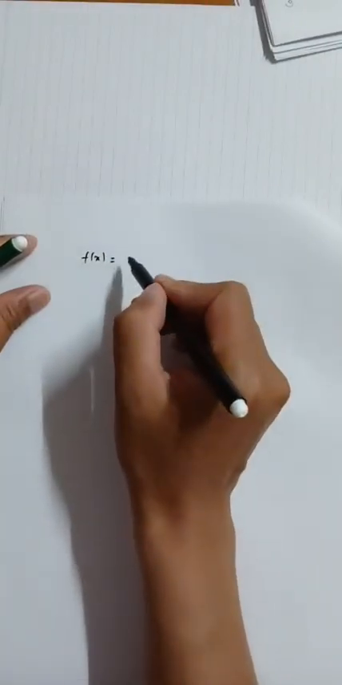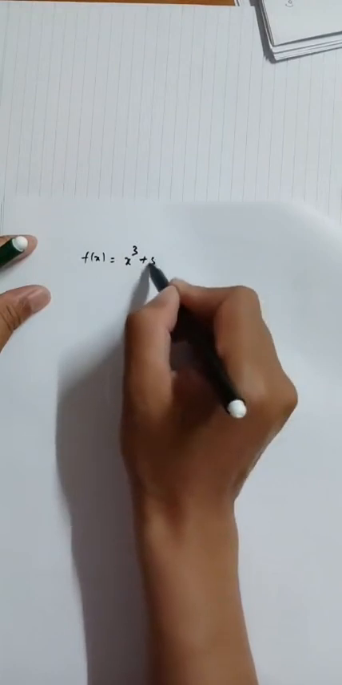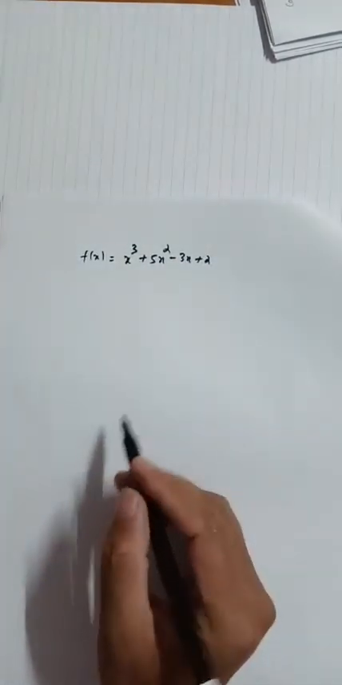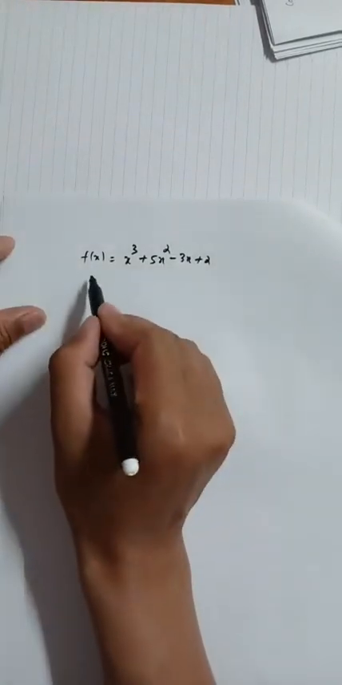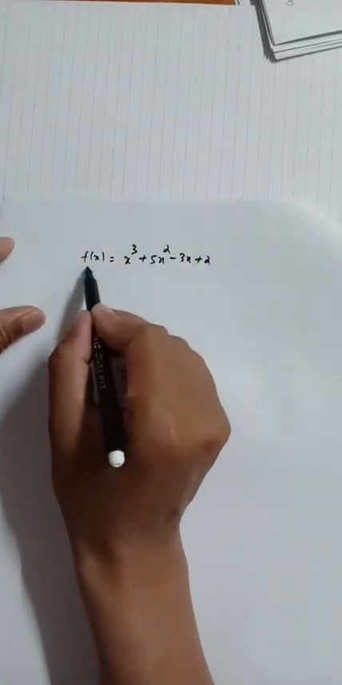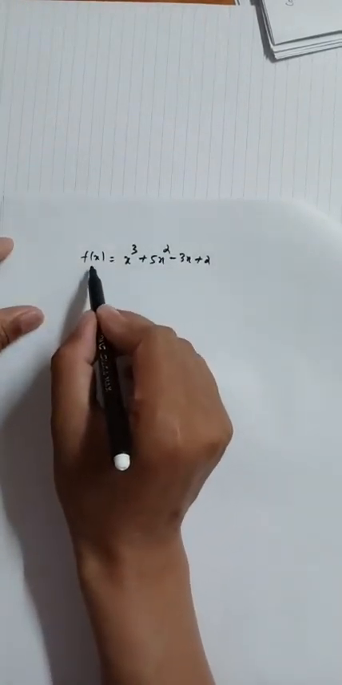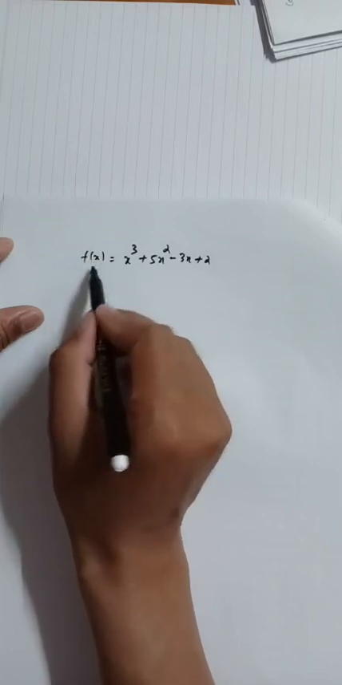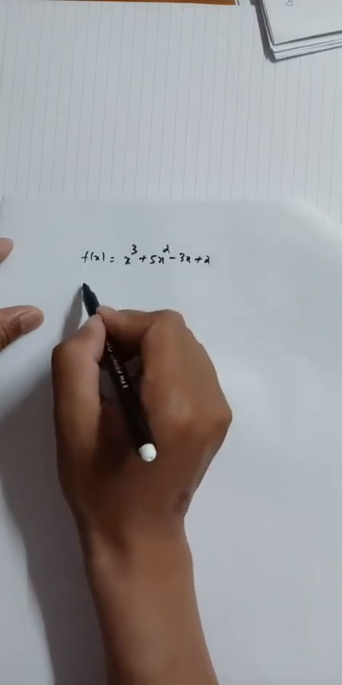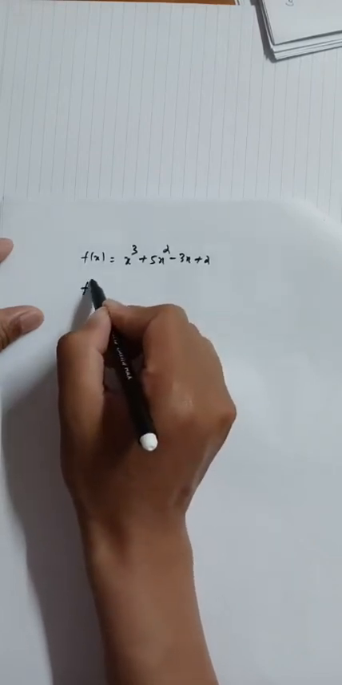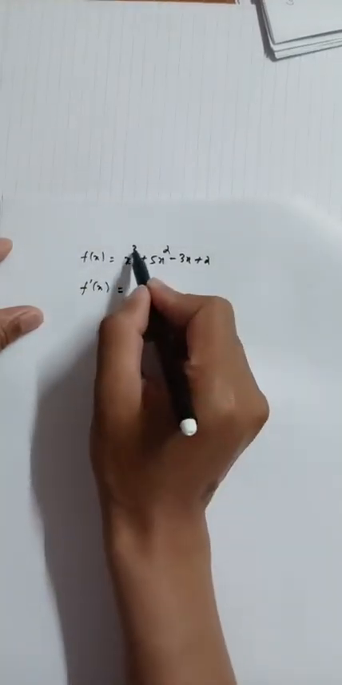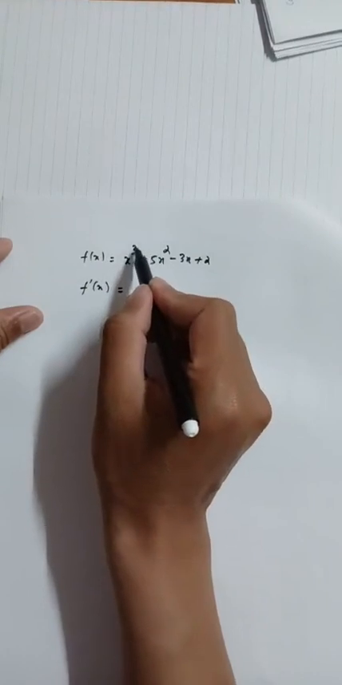If we have f of x equal to x cube plus 5x square minus 3x plus 2, we differentiate it to get the first order derivative. The function is given in terms of x, but as f of x, not just y. So the first derivative is represented as f prime x, which is equal to, again, doing the same thing.